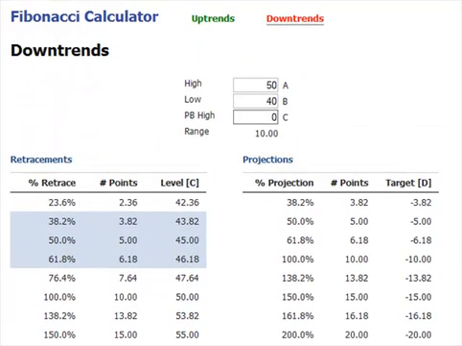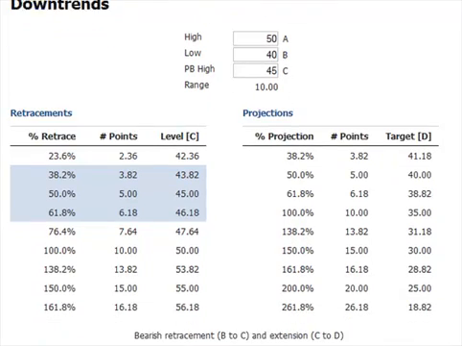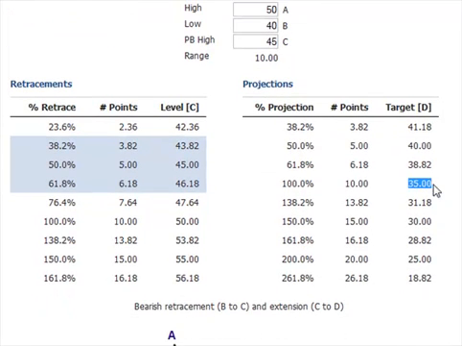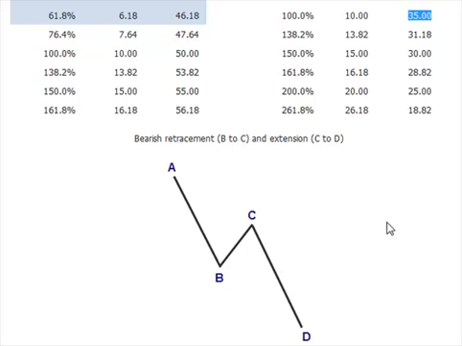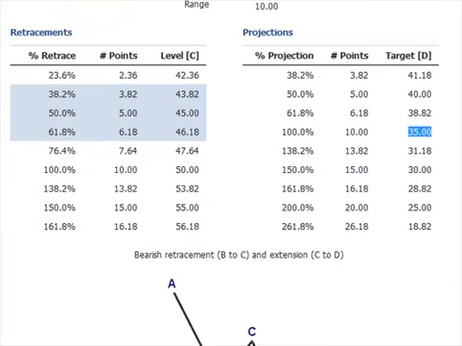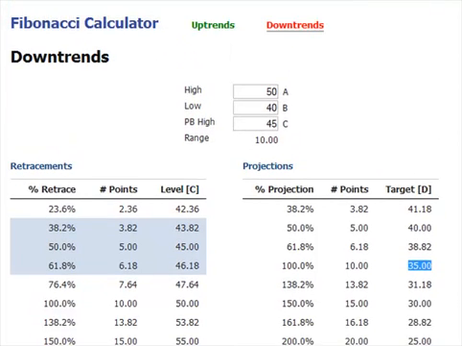So if we then put in $45 a share in here, we would see that if A to B is going to be equal to C to D, a 100% move, then our price objective would be down at $35 a share. That's where we'd expect to find the potential for some support in this market.